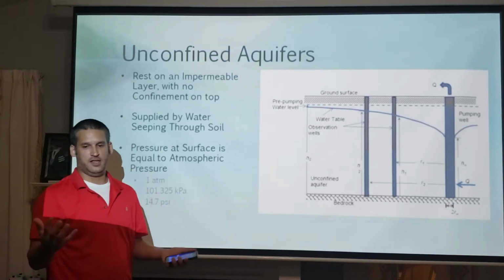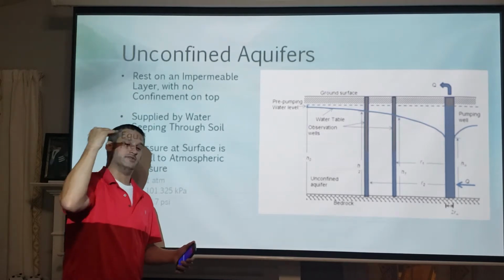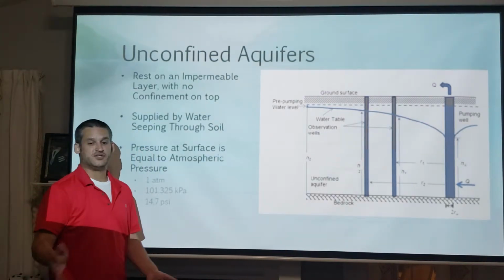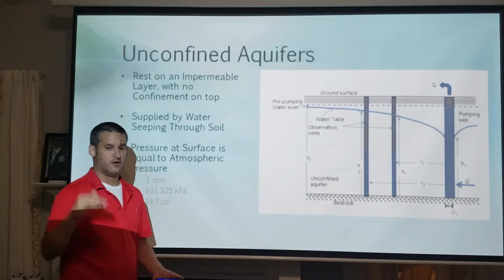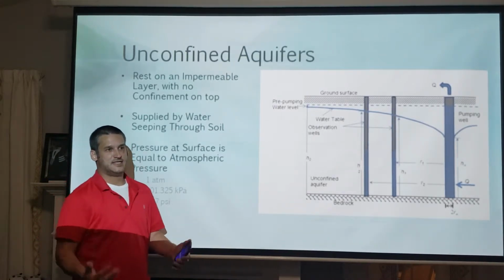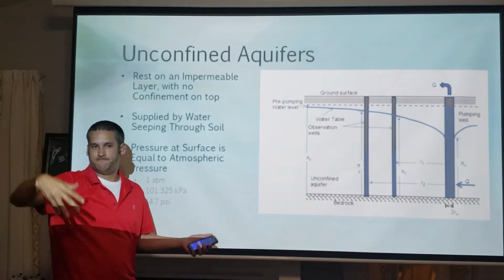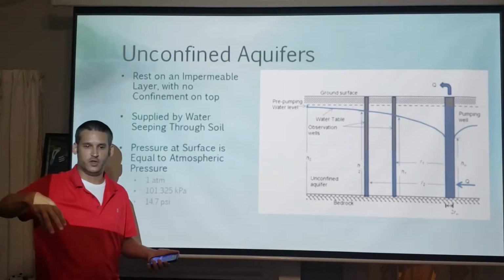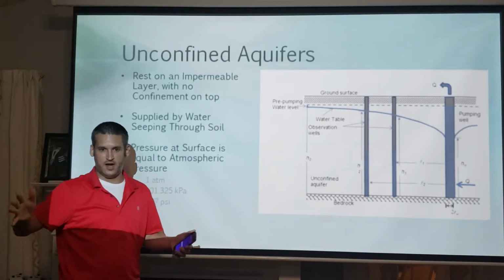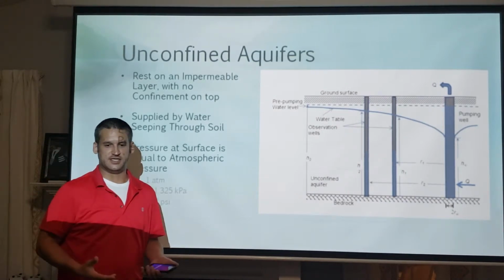Okay, so like we said before, the confined aquifers have a confining top layer. The unconfined aquifers do not have that. They rest on the bottom impermeable layer, no confinement on top. They get their supply of water through rain or all types of water that's coming through the soil from anywhere, and it comes through and stores in this aquifer.